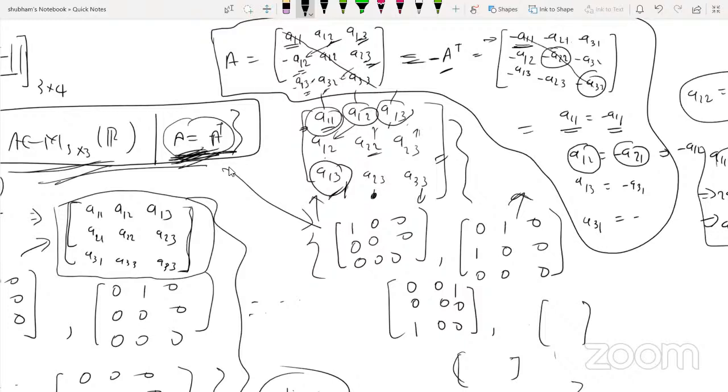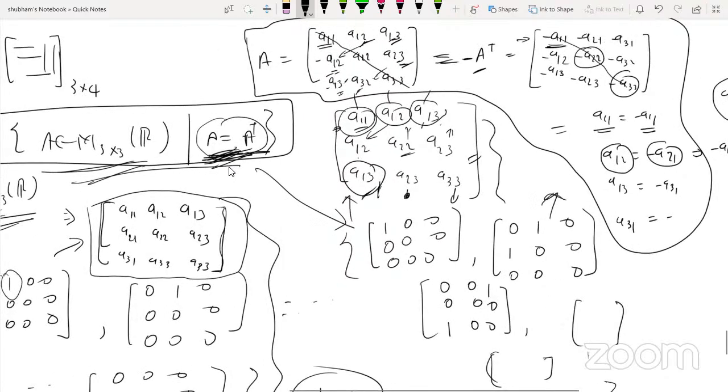And the dimension? The basis is different, so the dimension also will be different. Okay, I'll go through it again. You can do one thing: you can rewatch the video. I'll rewatch it. I was watching throughout, but maybe I didn't understand.